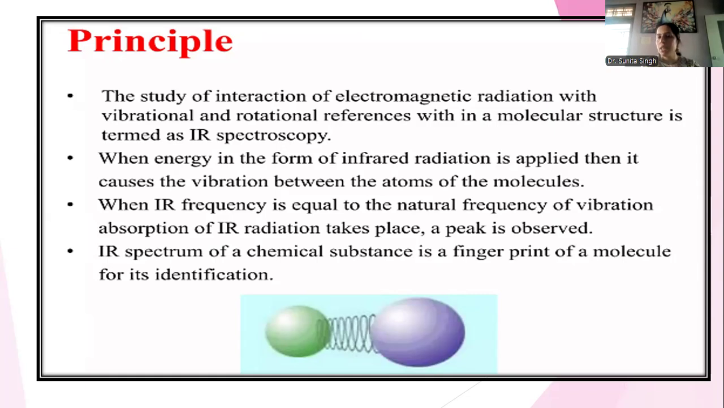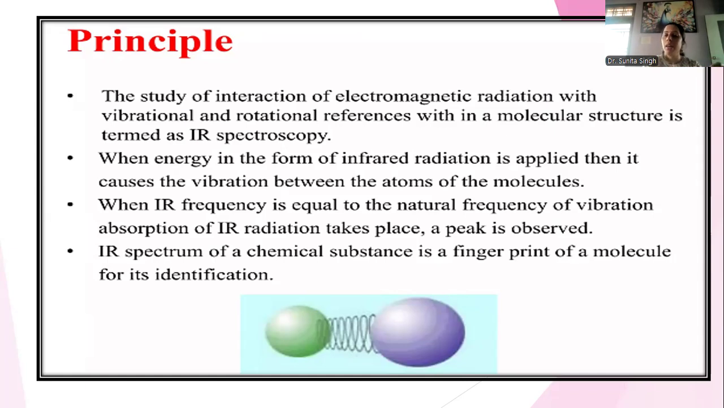When the IR frequency is equal to the natural frequency of vibration, absorption of IR radiation takes place and a peak is observed. So the natural frequency is equal to the IR frequency that we have applied to that atom. And the IR spectrum of a chemical substance is the fingerprint of a molecule for its identification.